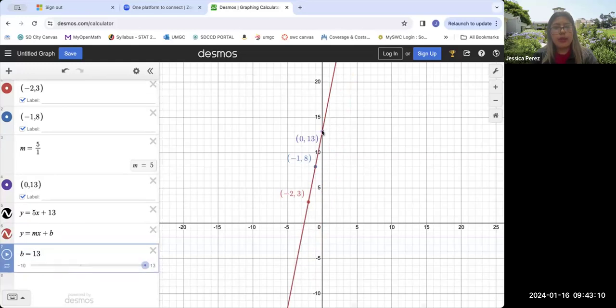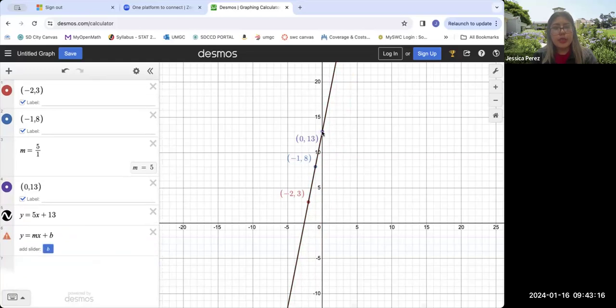I know that for a fact. So then my slope, if b is 13, and I know one of the points, your slope is 5, up 5 over 1, up 5 over 1, up 5 over 1. I found my y-intercept. So to graph any equation or to write your equation, let me go back to my graph right here.